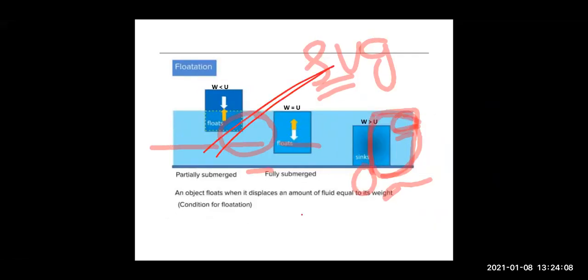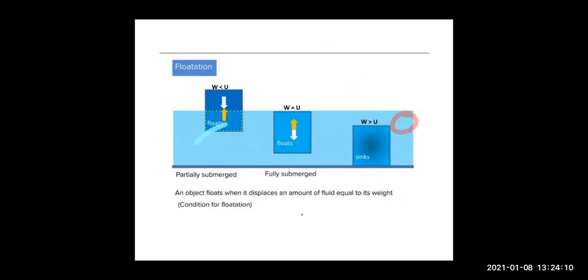Next children, we are going to discuss flotation. So children, when an object is immersed in a fluid, there are two vertical forces acting on it. First is the true weight, which acts vertically downward through the center of gravity, and vertically upward we have the upthrust. These are the two vertical forces. Weight acts downward and upthrust acts upward.